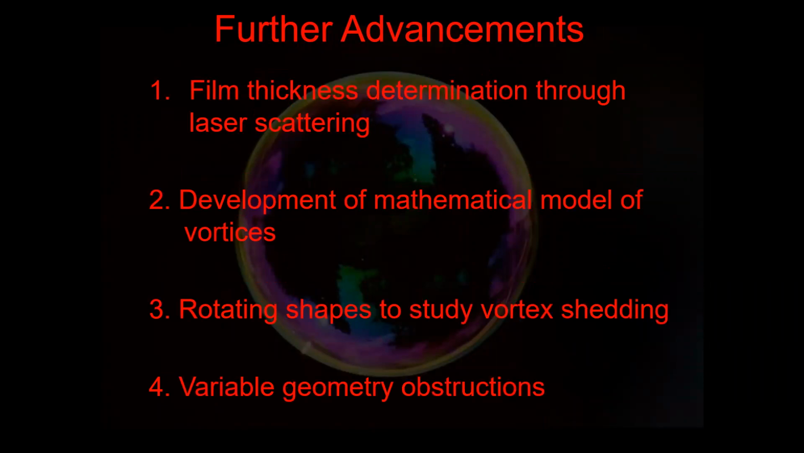Further advancements, we want to look at film thickness determination through laser scattering, also seeding the film to look at the speed of the film, development of mathematical models, of course, which is our mandate, and rotating the shape, something we've already experimented with. But here we will do a little bit more work on that before we release it. But we're looking at vortices shedding from rotating asymmetric shapes. And of course, variable geometry obstructions like the cylinder with little drag flaps that could actually move.